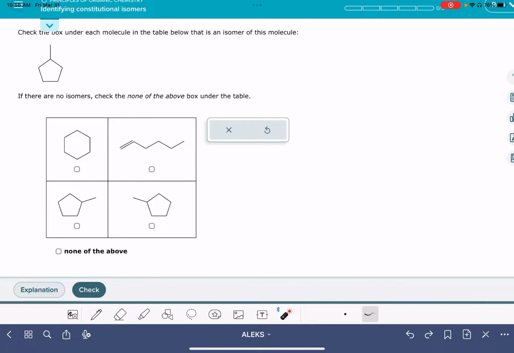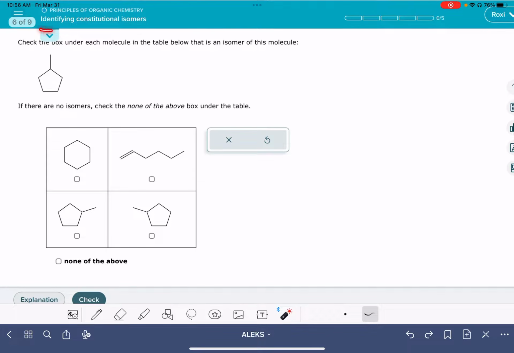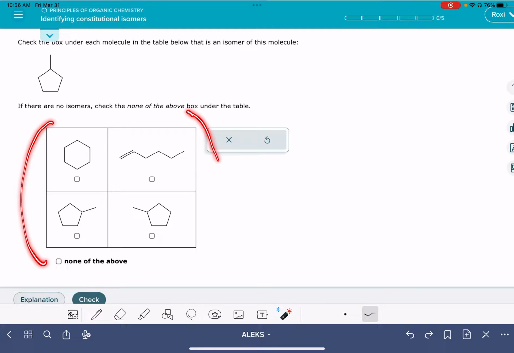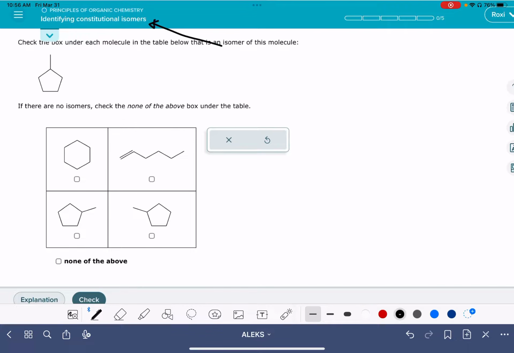In this video, we're going to work on the ALEKS problem called Identifying Constitutional Isomers. This problem is going to provide us with a molecule and then an additional 4 molecules, and it's asking us to check which of these 4 molecules are constitutional isomers of the provided molecule. So we need to start by defining constitutional isomer.